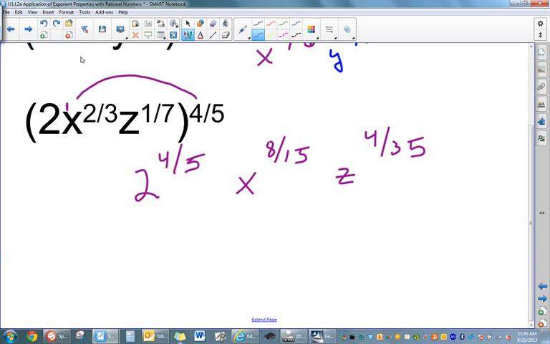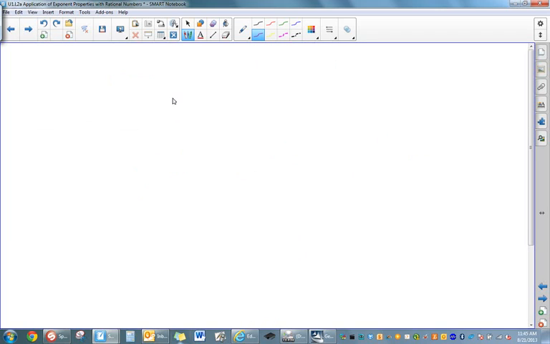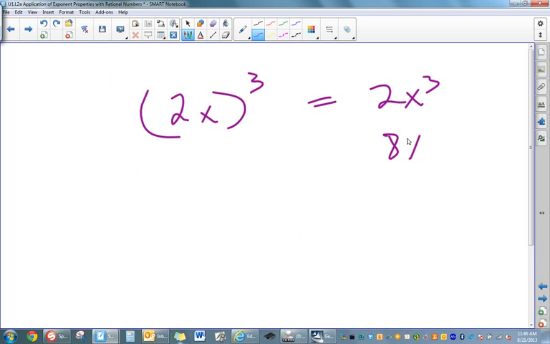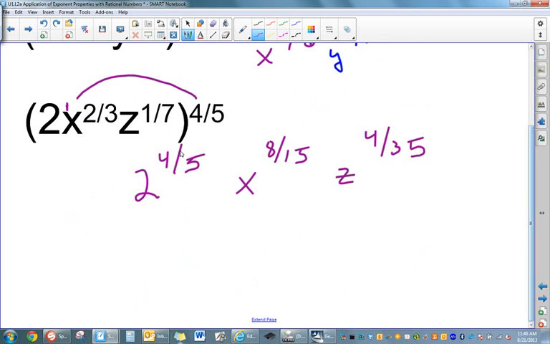Right? So think about this. Think about this part right here. 2x to the 3rd. Does it equal 2x to the 3rd, or does it equal 8x to the 3rd? 8x to the 3rd. So the same rule applies here when you have a fractional exponent.